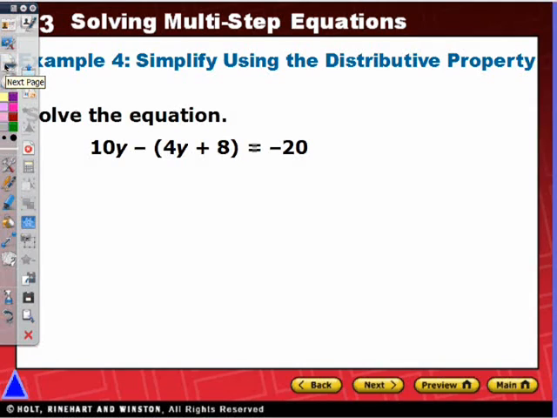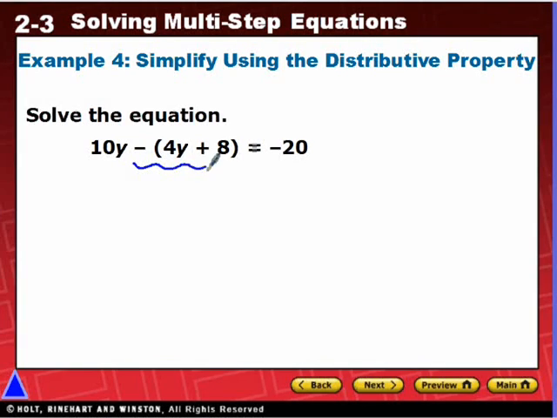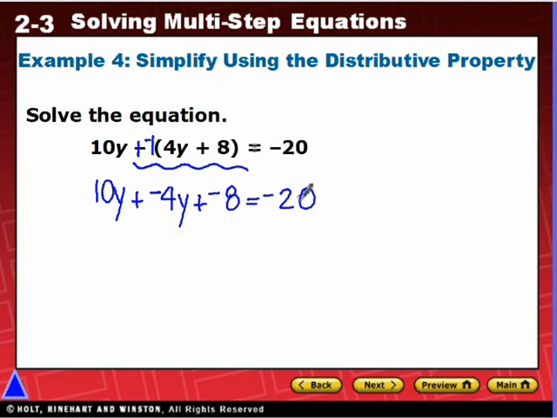Okay, this is our last example for today. Now this goes along with that slide 2 slides ago where we had that stuff about the negative. So we have to be really careful here because this whole thing, the 4y plus 8, that's all subtracted. So let's change this to plus negative 1 and go ahead and distribute that negative 1. And we get 10y plus negative 4y plus negative 8. Do you see how the 8 is negative also? Right? So because I was subtracting it, it ends up being negative.